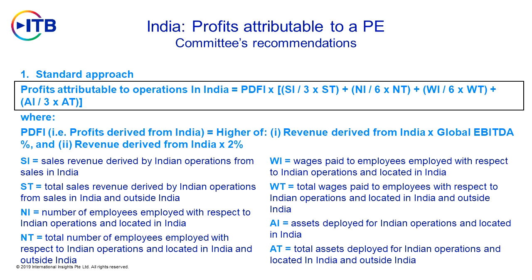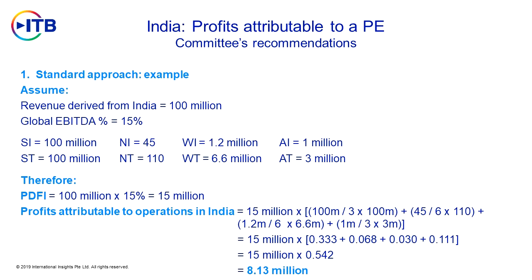Having calculated PDFI, you then apportion that amount to India and outside India according to 4 factors, which have different weightings. The first factor is sales, which has a weighting of 1/3. The second factor is number of employees, which has a weighting of 1/6. The third factor is wages, which also has a weighting of 1/6. And the fourth factor is assets, which has a weighting of 1/3. And that gives you the amount of profits which are attributable to the operations in India. Here's a simple example. Please hit the pause button if you'd like to study this.